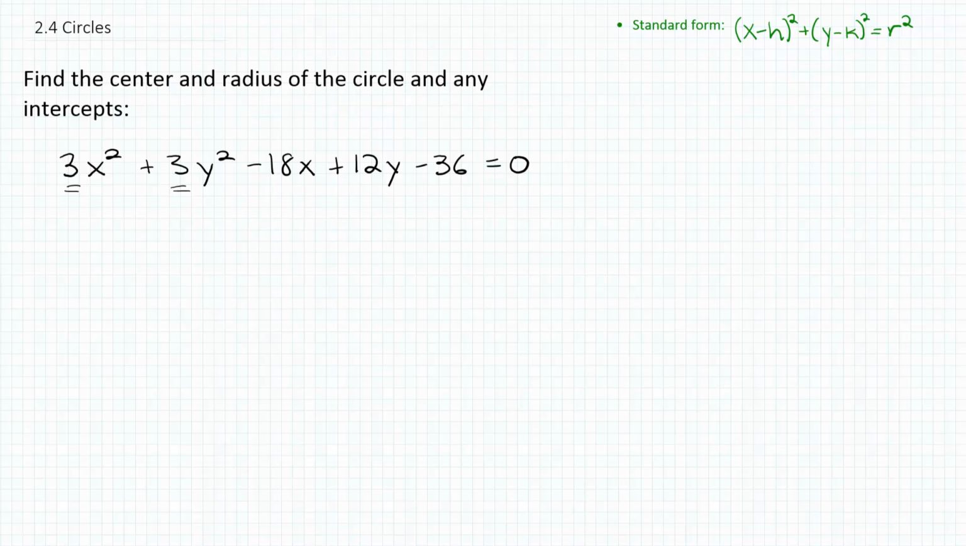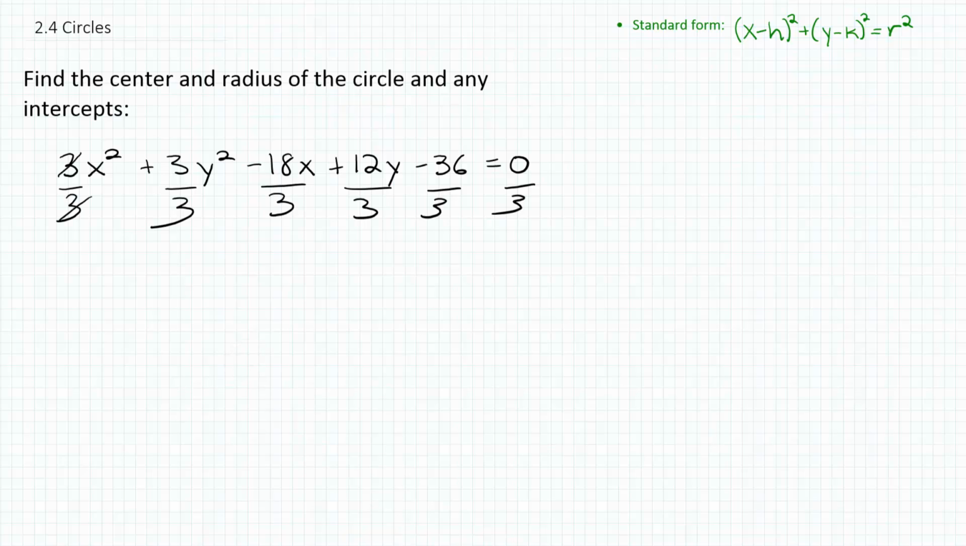That's good news because we want to eliminate those. We need to have just a coefficient of 1 on those two terms. So let's go ahead and divide everything in the equation by 3. All right, so if you divide this by 3, this by 3, this by 3, this by 3, this by 3, and the 0 by 3, you get the following results.